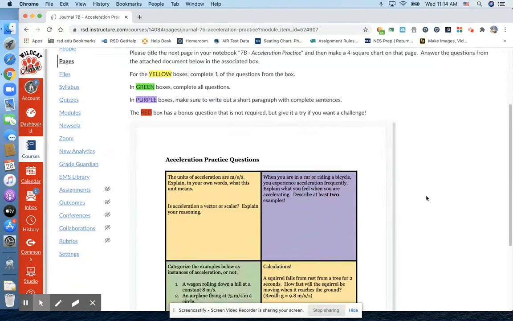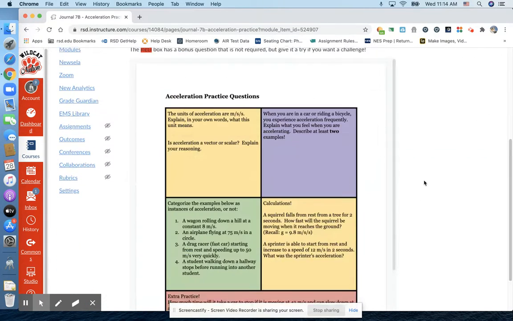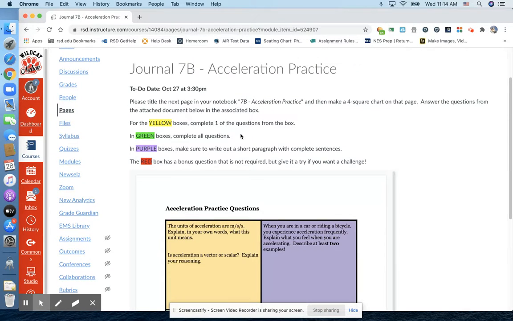In Journal 7B, you're going to do this in your notebook, like I said. This is a document, but you don't add to it. It just has the questions for you. For the yellow boxes, you're going to complete one of the questions, not all of them. In the green, you're going to do the whole thing. In the purple, you're going to do a short paragraph or a few sentences. And the red box is a bonus challenge question if you'd like to try it.